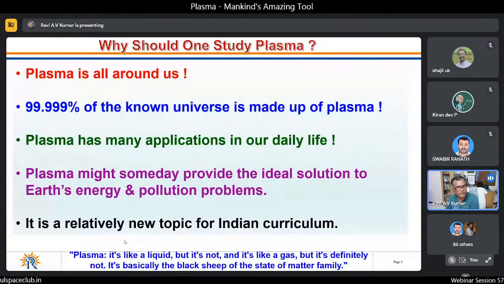Also, it's a relatively new topic in the Indian curriculum. It's not generally taught unless you reach your master's level. All they teach in school is that plasma is the fourth state of matter. That's all, nothing more than that. So by the end of today's talk, my aim would be to at least educate you and introduce you to this wonderful world of plasma.